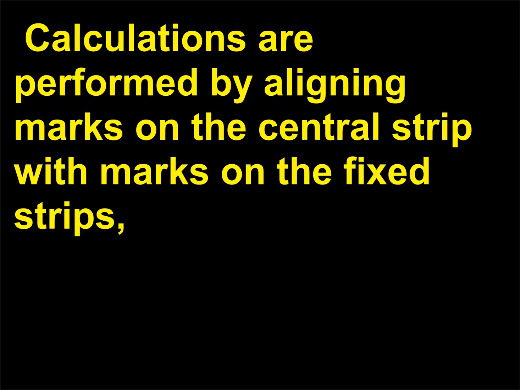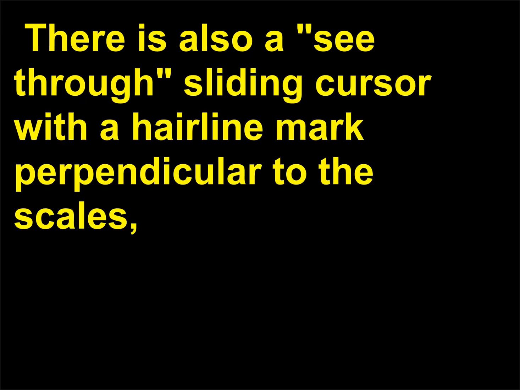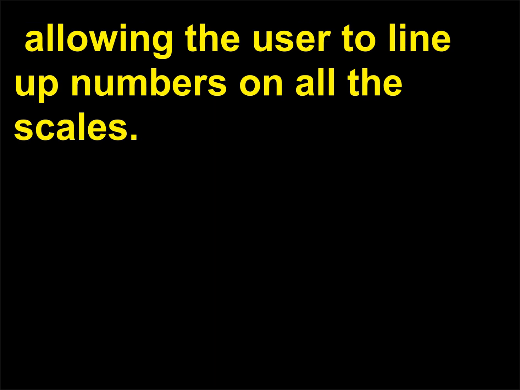Calculations are performed by aligning marks on the central strip with marks on the fixed strips, then reading marks on the strips. There is also a see-through sliding cursor with a hairline mark perpendicular to the scales, allowing the user to line up numbers on all the scales.